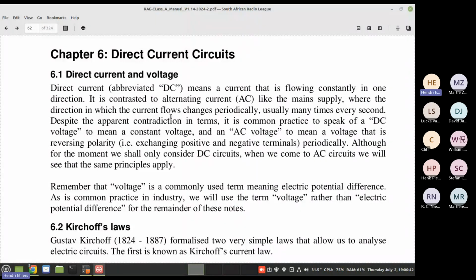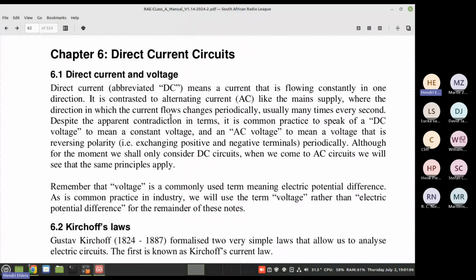Right, direct current circuits. Now, direct current, DC, means the current is flowing in a constant direction. Examples of DC are batteries, DC power supplies, and so on, solar panels.